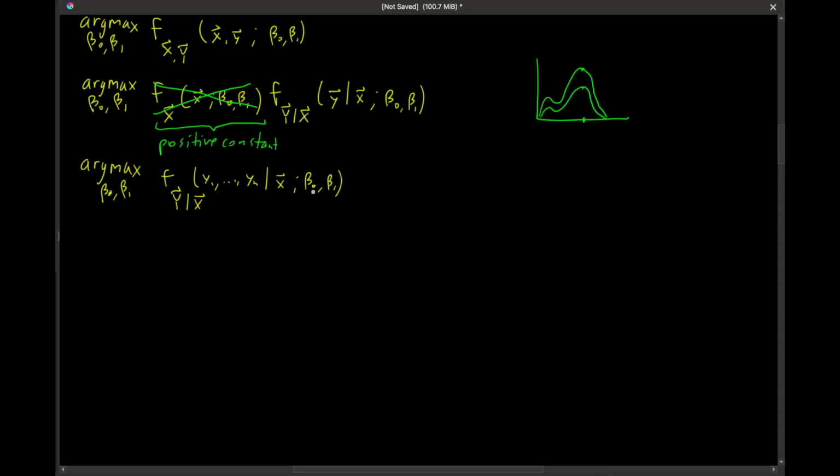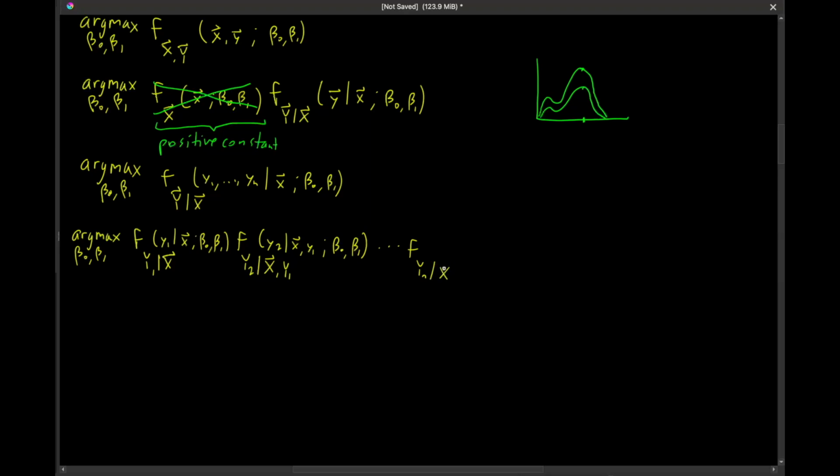The cool thing is we can again use conditional probability, and we can break this up into each y separately. The joint distribution of all the y's is just y1, and then y2 given y1, and so on. So what this breaks down into is the PDF of y1 given the x's. Then you have y2 given the x's and the y1. And this goes on. And the last one is yn, again given all the x's, and conditioned on all the previous y's.